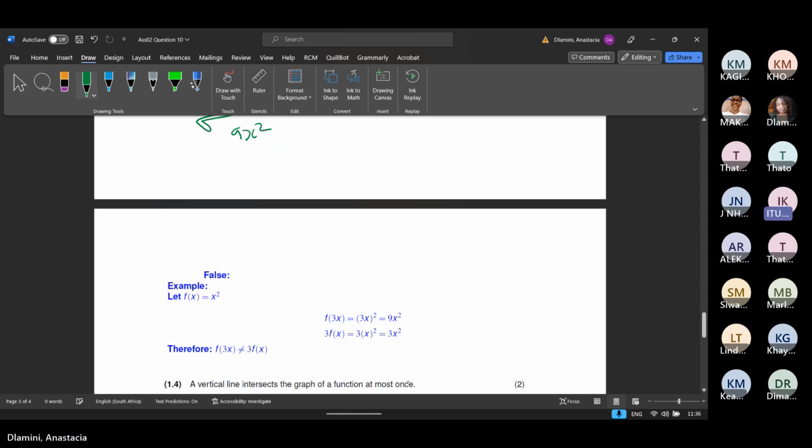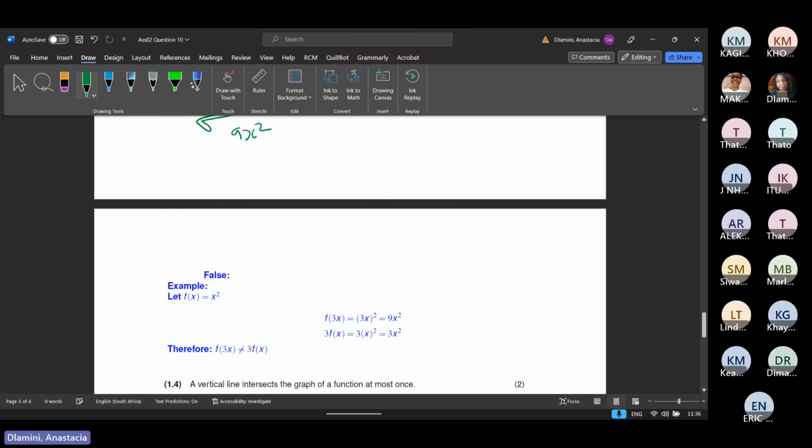Ma'am, I think the answer is true. Why? Because a vertical line is used to test if a graph is a function. So what does the vertical line test say? Give me the statement, in simple English. If a vertical line intersects a graph at least once, that means the graph is a function.